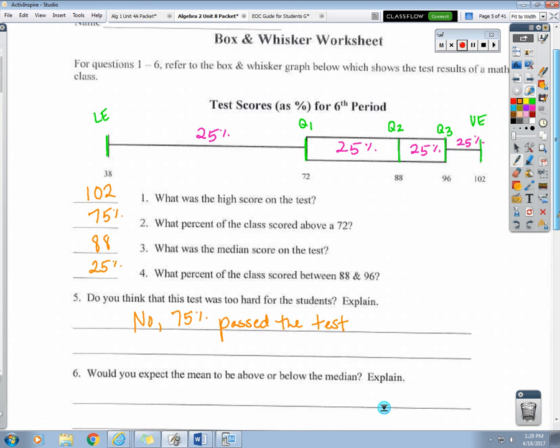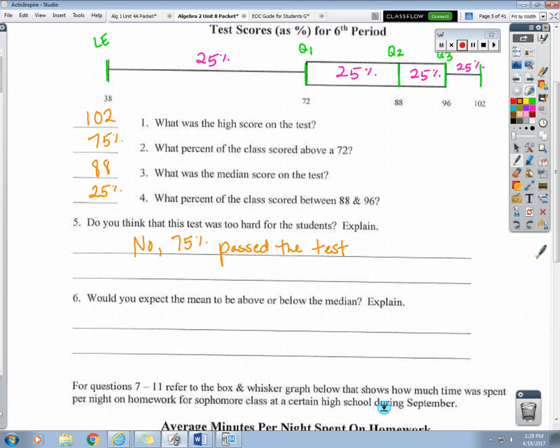Okay. Would you expect the mean, so the average of the data, to be above or below the median? Well, where is the median of this data? Remind me again. It's at an 88. So would we expect our average of all the data to be higher than an 88 or lower than an 88?